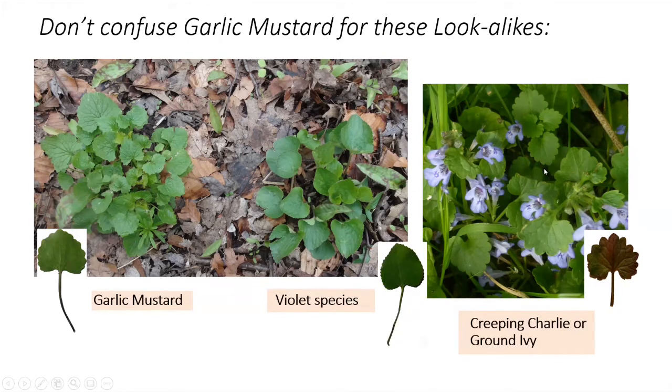Creeping Charlie or ground ivy has a similar leaf shape to garlic mustard. It's more coarsely toothed, and the leaves are a little bit smaller, and they go as runners along the ground, and they have these square stems because it's from the mint family, and if you crush it, it'll have a characteristic mint smell to it.